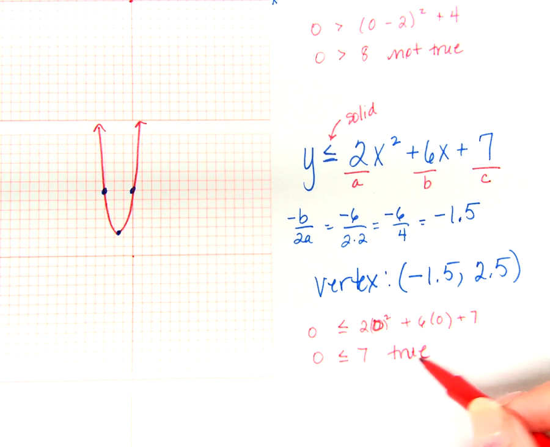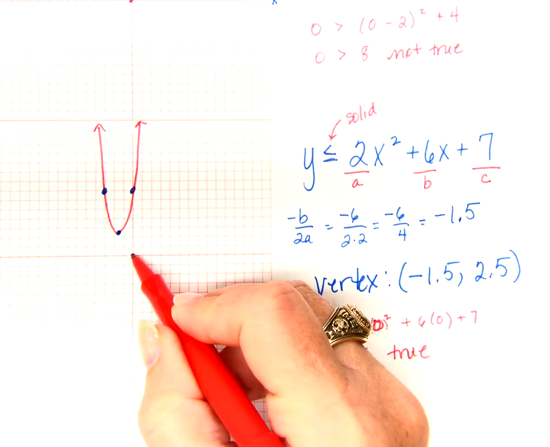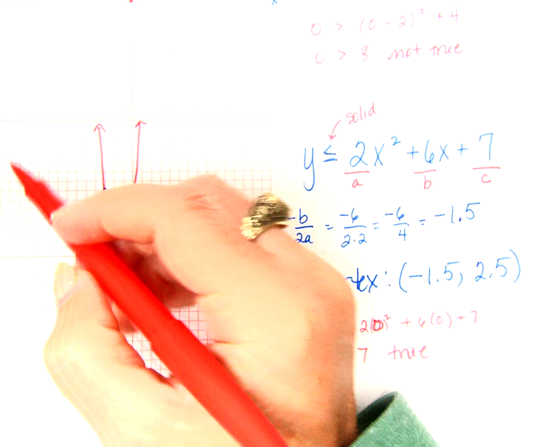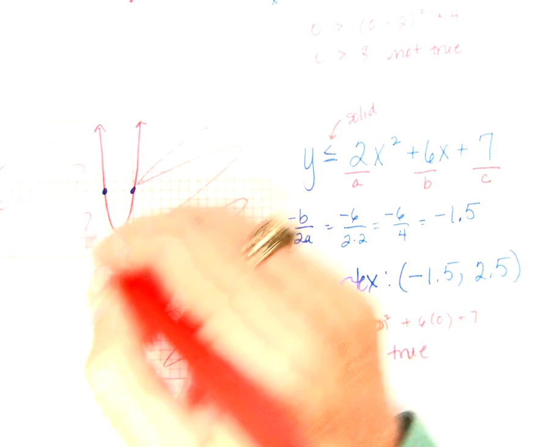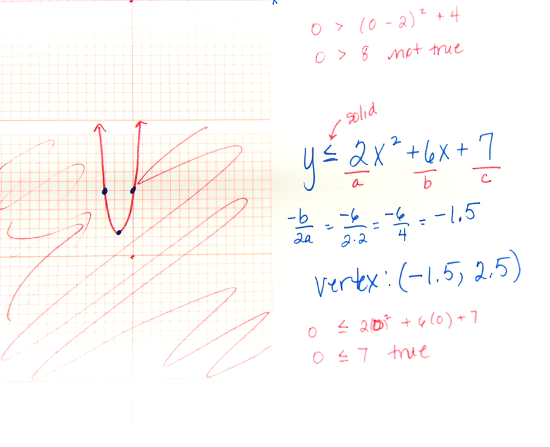So I need to shade where it's true. This point is true, so I'm going to shade outside. Okay? Any questions about that?